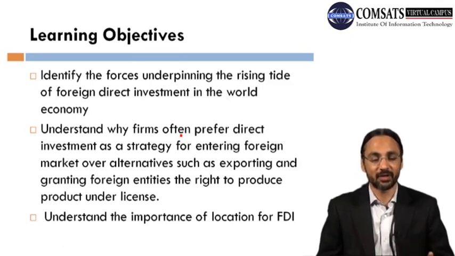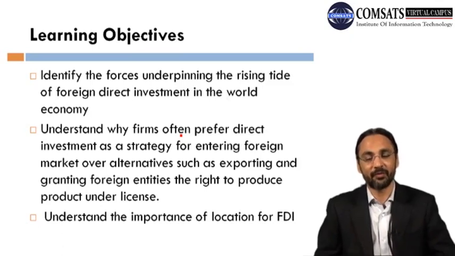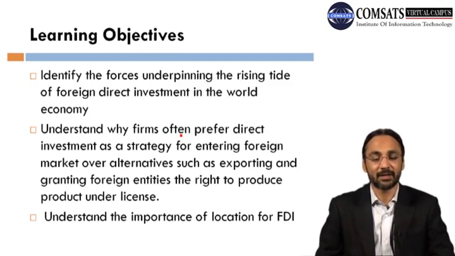The second objective is to understand why firms often prefer direct investments as a strategy for entering foreign markets over alternatives such as exporting or granting foreign entities the right to produce a product under license. We are going to discuss this concept, why firms are preferring FDI over exporting or licensing. The third objective is to understand the importance of location for FDI.